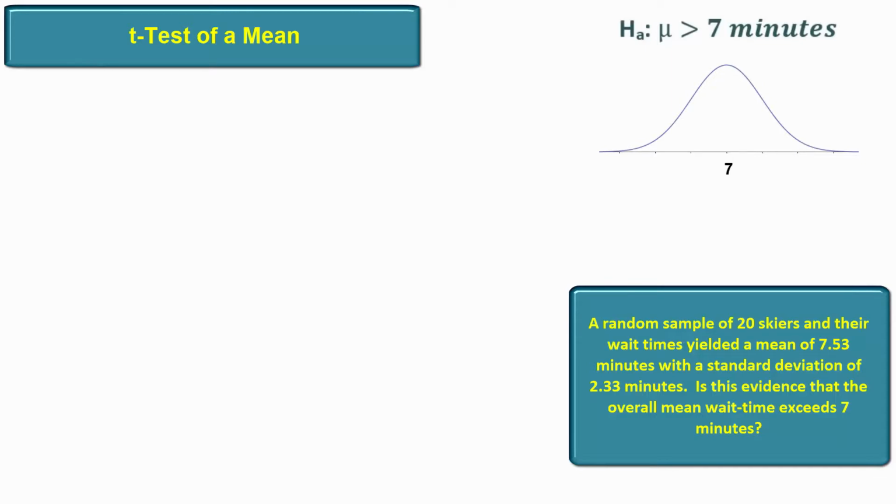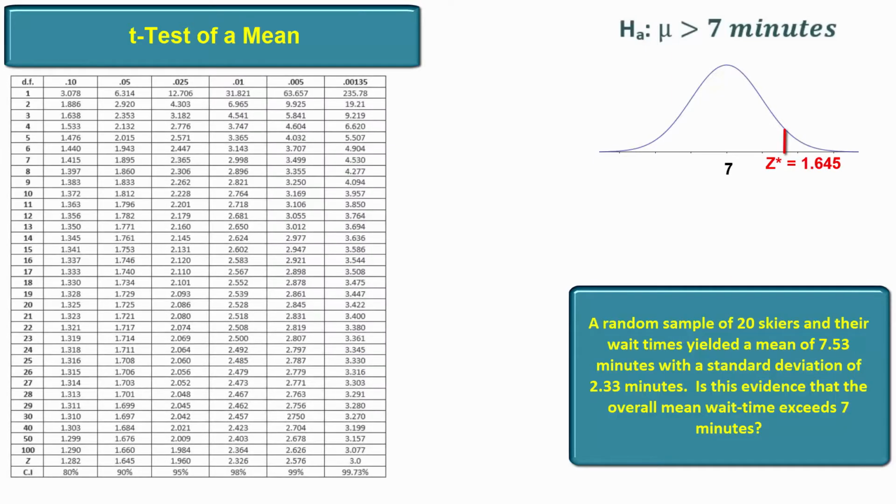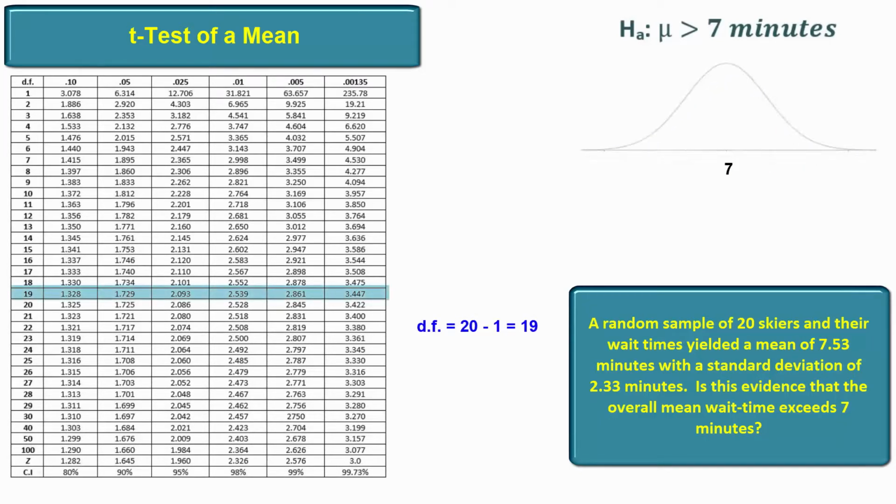In a normal distribution, our critical value would be z equals 1.645. But we must use a t-distribution that accounts for the additional sampling error resulting from using s in place of sigma. We look to the t-distribution with 19 degrees of freedom, finding that t star equals 1.729. This is the quickest, easiest approach if one does not have the calculator.